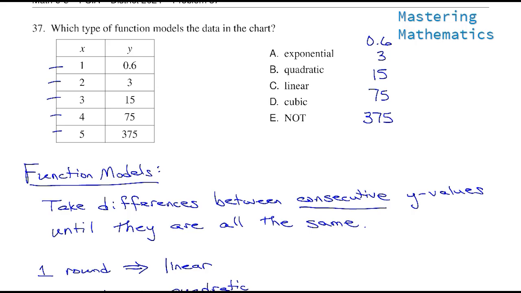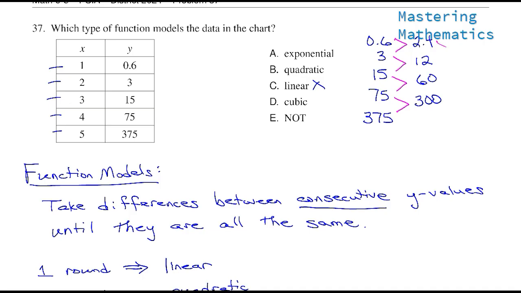So I'm going to do the differences between these consecutive numbers. And so 3 minus 0.6 is 2.4. 15 minus 3 is 12. 75 minus 15 is 60. And 375 minus 75 is 300. Notice that these numbers that we just produced are not the same, so we know that it is not the linear model. But maybe it's quadratic.